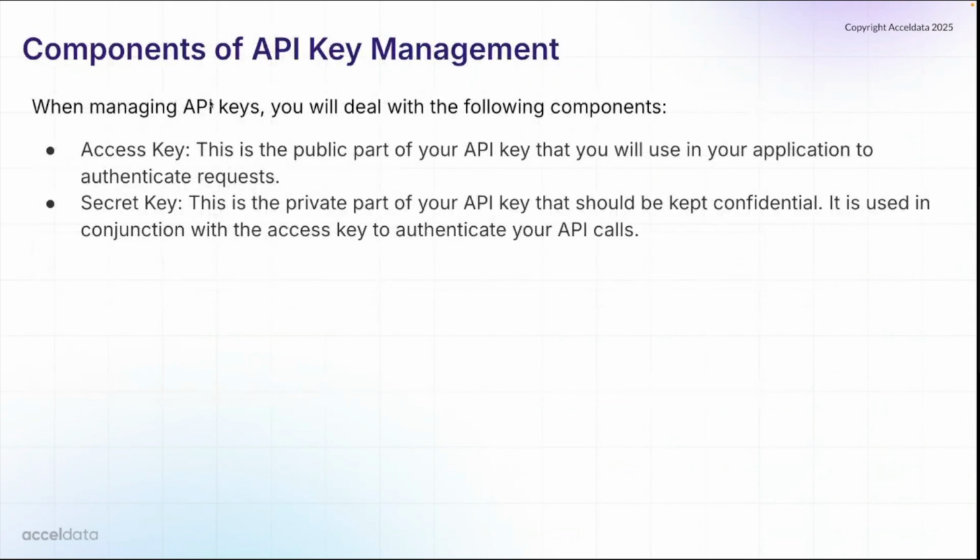From the component perspective, while managing the API keys, you will deal with two components, the access key and the secret key. The access key is a public part of your API key that you will be using in your applications to authenticate requests. The secret key is a private part of your API key that should be kept confidential. It's used in conjunction with the access key to authenticate your API calls.